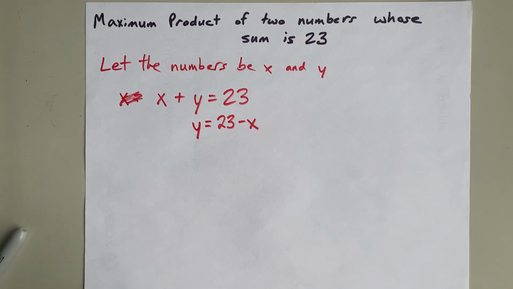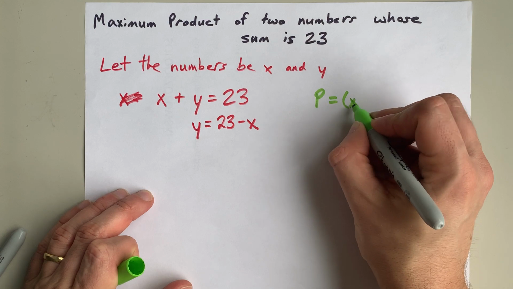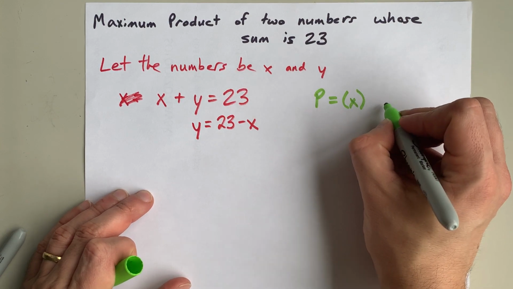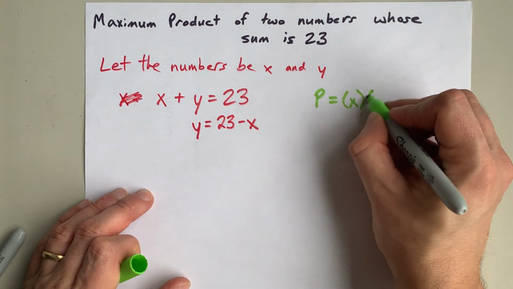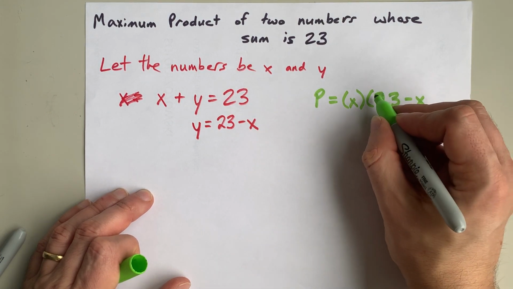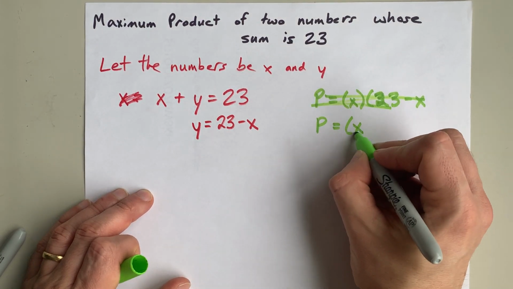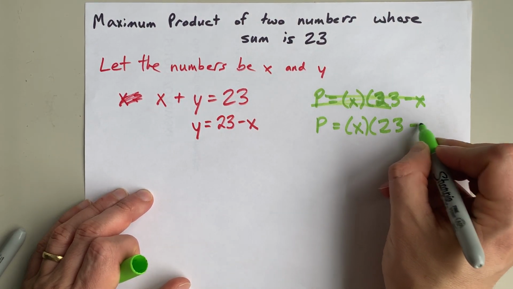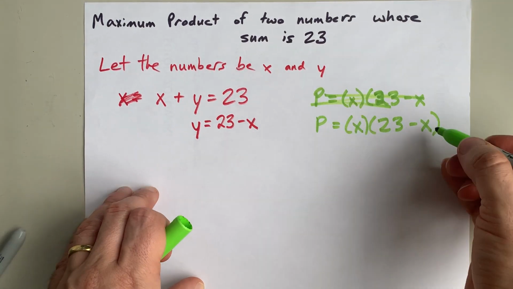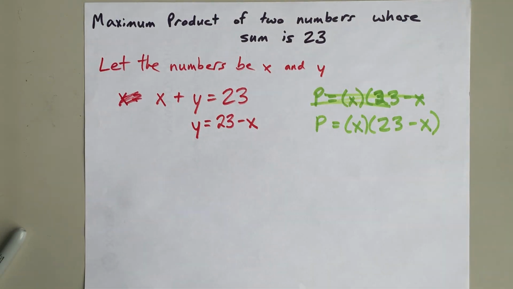Now, what we are trying to maximize is the product of those two numbers, which we agree are x and y, but y is 23 minus x. That's 23 minus x. You know what? I'll just rewrite that for you. There you go. Now, how are you going to find the vertex or maximum for this parabola?